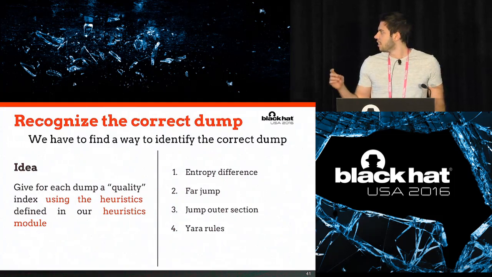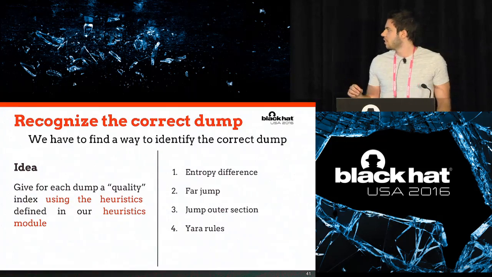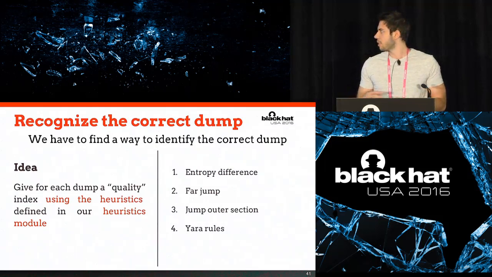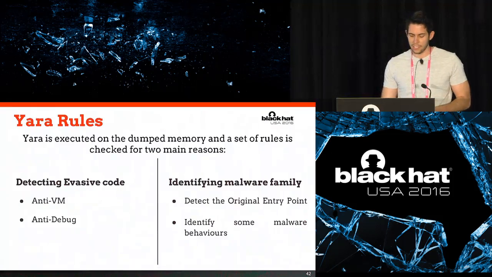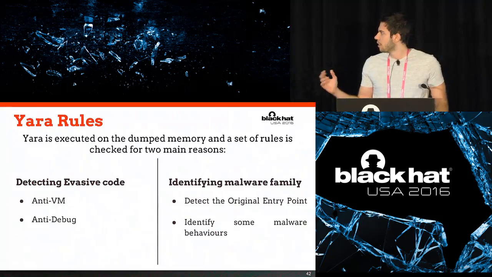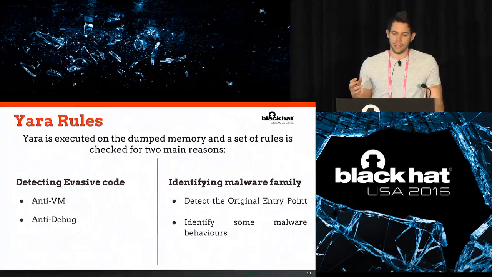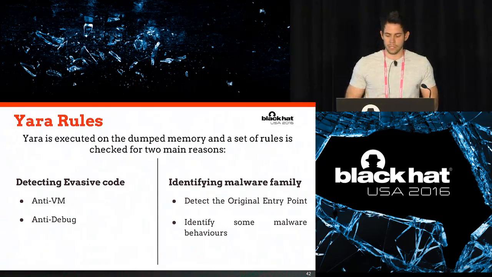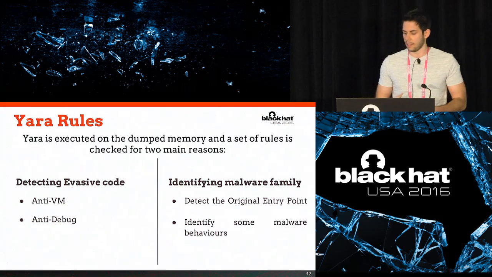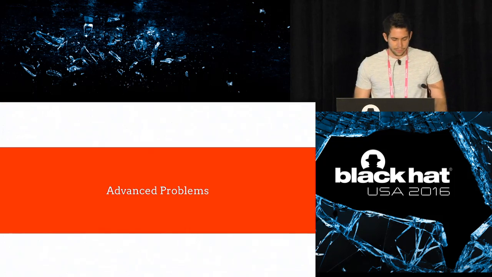The last one, and maybe the most interesting one, is the execution of a predefined set of YARA rules on the current dump. This heuristic can be very useful for two main reasons. For example, we can identify if the current dump matches the same rules of a known malware family. Or, as another example, we can spot the presence of some kind of evasion technique inside the current dump that can be subsequently analyzed and defeated.